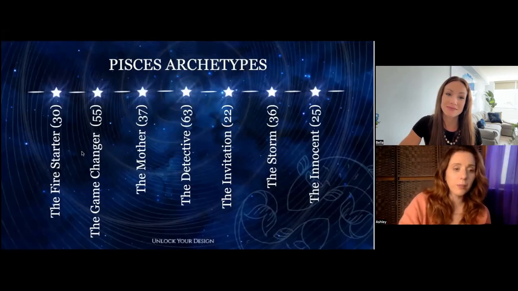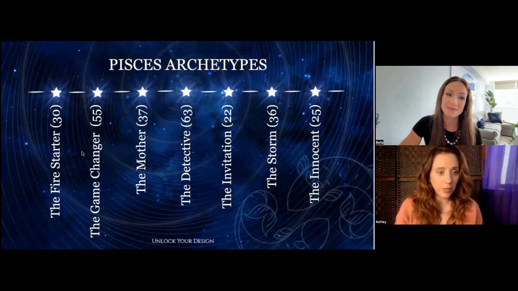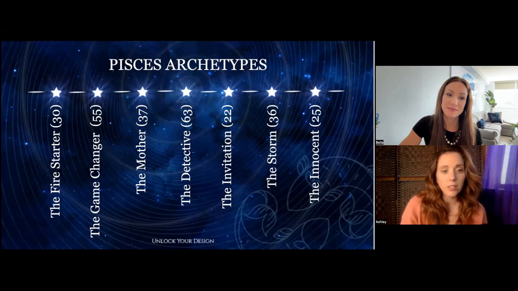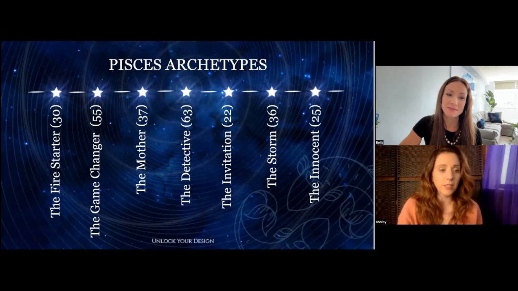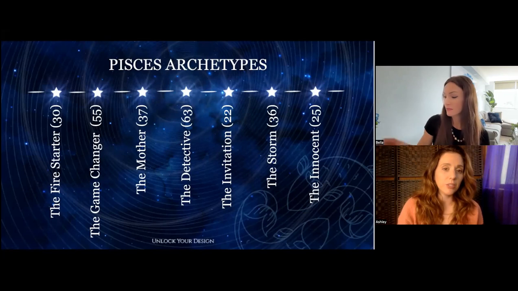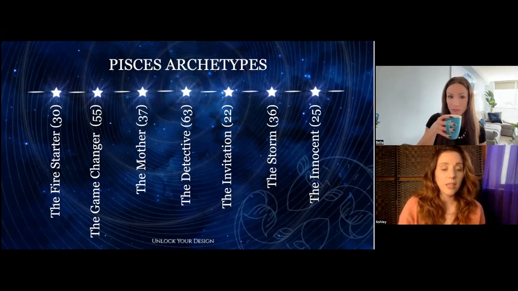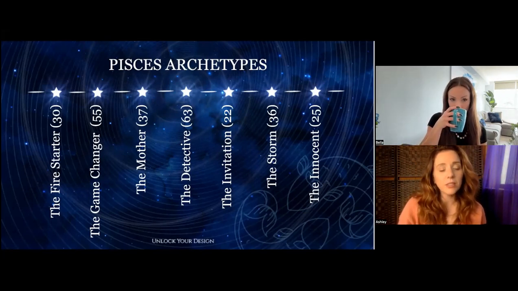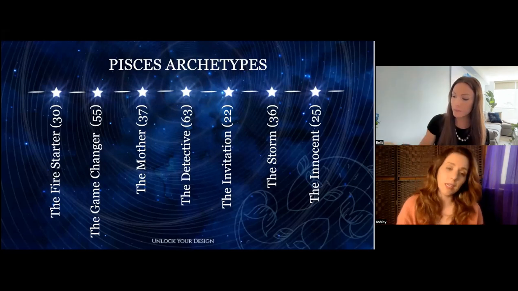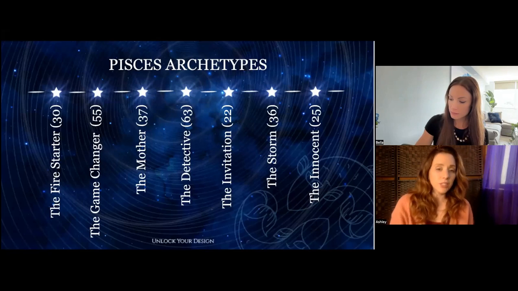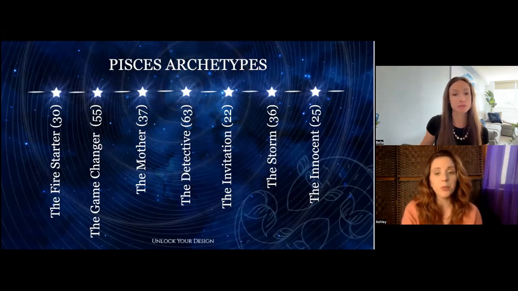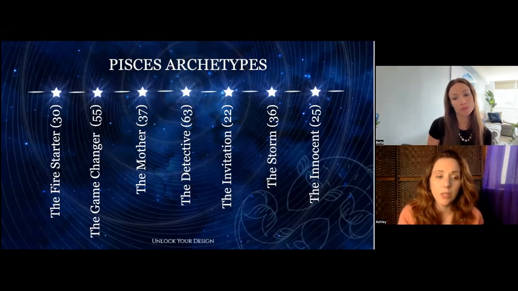Here are the Pisces archetypes. We come into contact with Pisces season during the transit of the fire starter, archetype 30. It's towards the tail end of this transit that we start getting into Pisces season. The game changer is also a Pisces archetype, archetype 55. We've also got the mother, 37, the detective, 63, the invitation, 22, the storm, 36, and the innocent, 25.